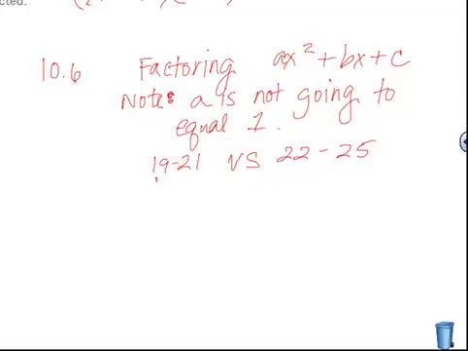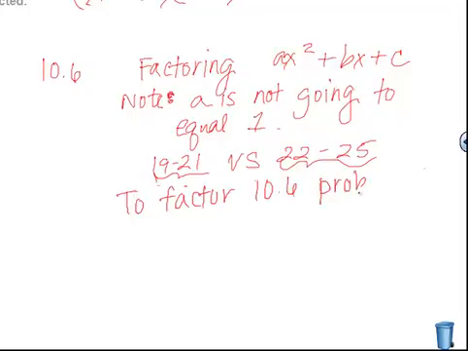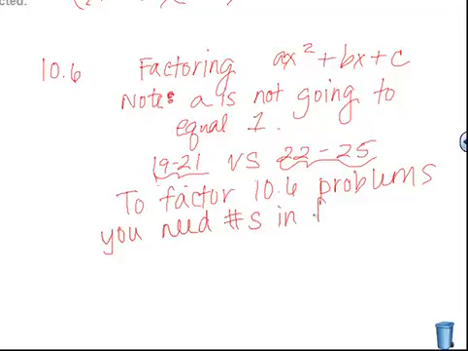What you're going to notice is all of these, the a was equal to 1. When you looked at the standard form, a, or the number attached to x squared, was equal to 1. In these ones, that is not the case. Alright, so I'm going to write to factor 10.6 problems, or these problems where a does not equal 1. You're going to have numbers in front of your x's.